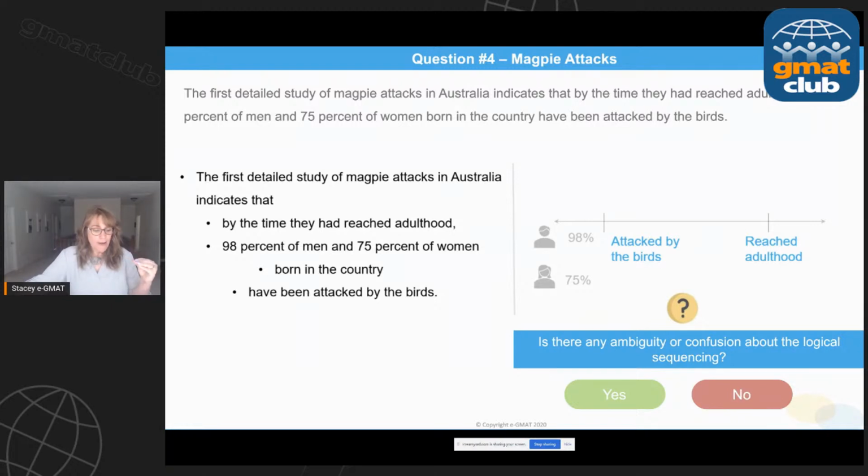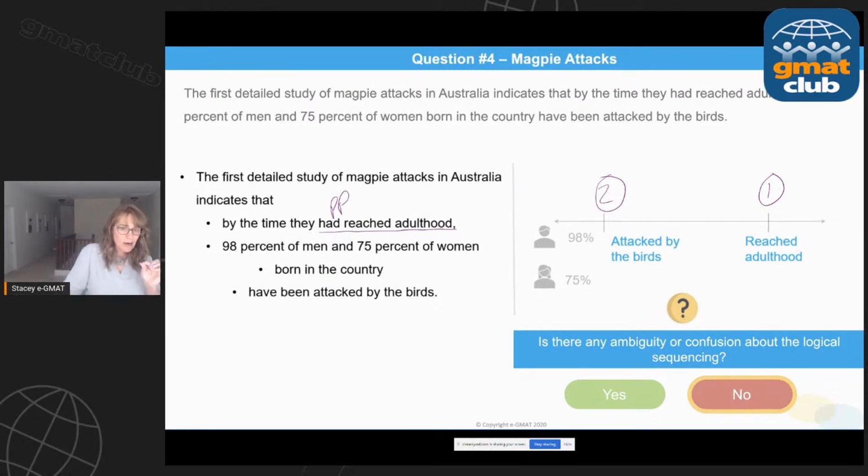The first detailed study of magpie indicates that by the time they had reached adulthood, so I know right here that had reached adulthood uses the past perfect. And that past perfect is used for the first event. So this would be event 1. 98% of men and 75% of women born in the country have been attacked by the birds. This is event 2. Now, is this the logical sequencing? Well, no, the ambiguity isn't there, right? That they were attacked by the time they reached adulthood, but my events should be switched here.